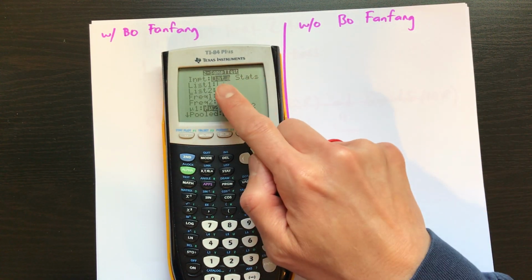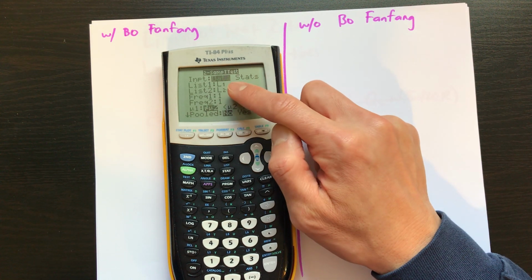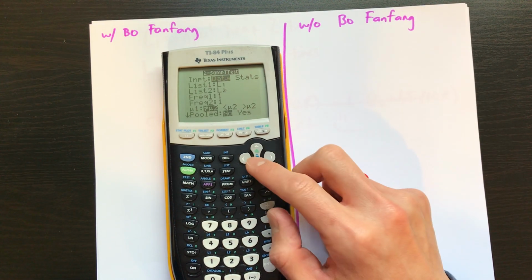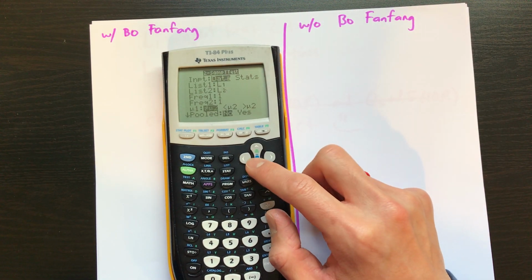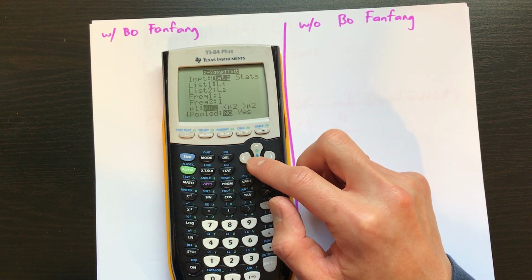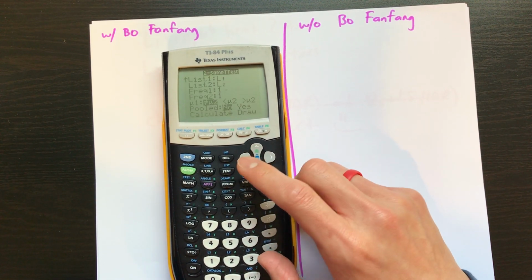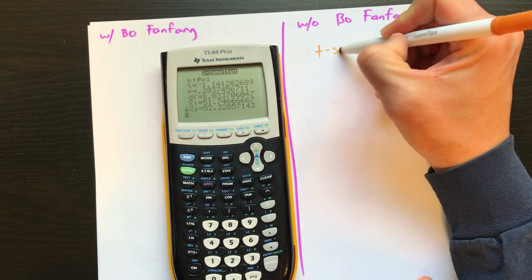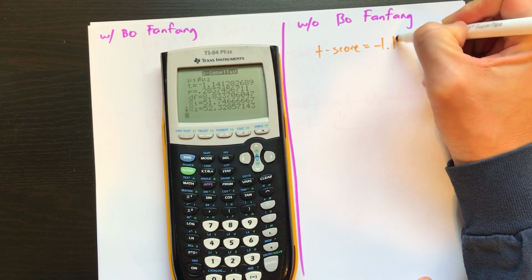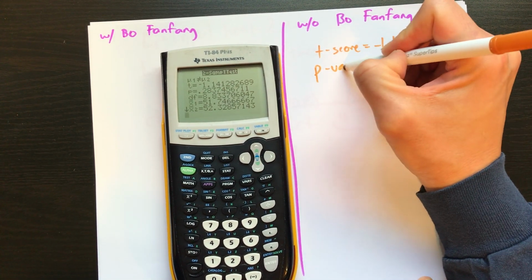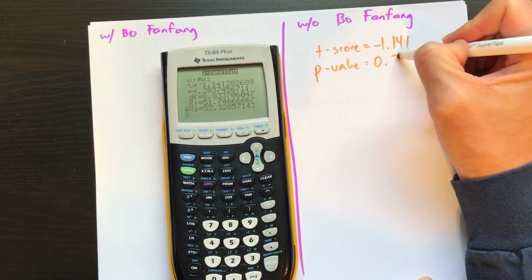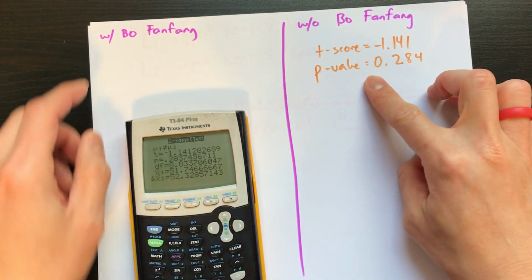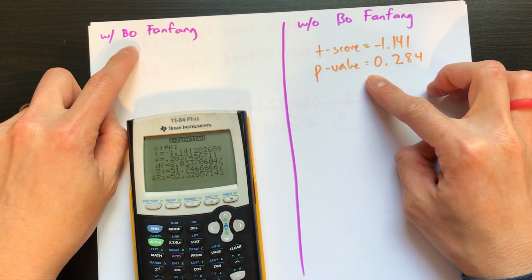All right, so I just went over to data on the left, and I'm going to use L1, L2. Now your frequency list 1 and 2, just keep that as 1, okay? So I'm going to leave it like that, and I'm going to say it's not equal to mu sub 2. Pooled, just keep it as no, and then calculate. So when I do this, I get a t-score of negative 1.141 and a p-value of 0.284.